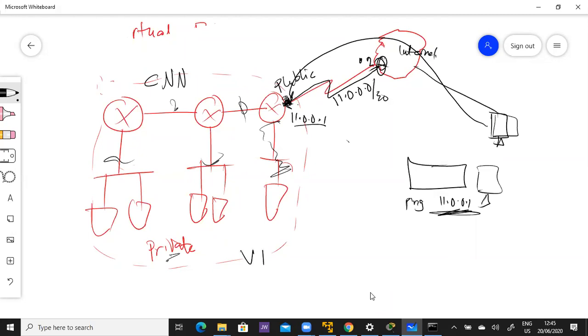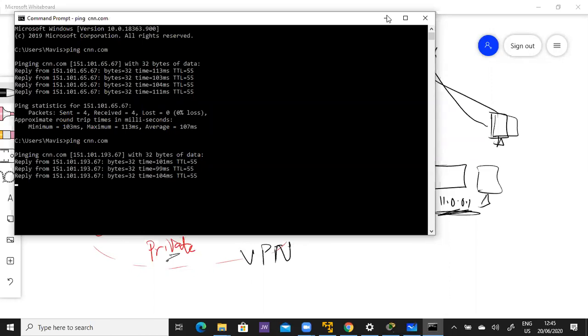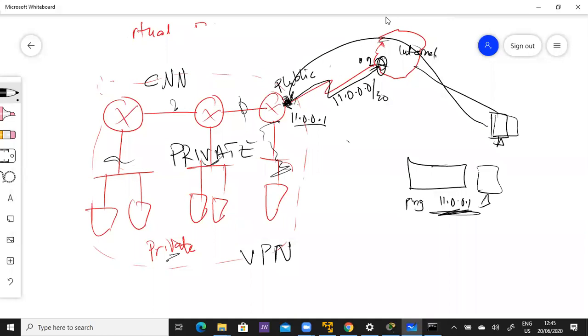Now, talking about VPN, VPN is a technology that will grant you access to their private network over the internet. The connection that I just made with ping, I did over the internet because I have internet connection and I was able to ping CNN.com. But I did that up to their public end. I couldn't enter their network. And as I said, VPN is a technology that will give us access to a private network.